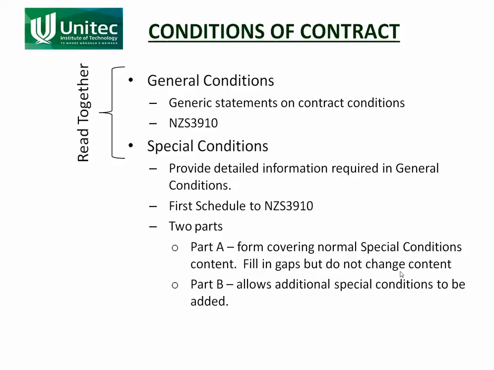So you fill in the gaps, you don't change the content. If you want to add more special conditions, if you want to change some parts of the general conditions, that's what Part B is for. So Part B allows you to start writing your own stuff in there. So Part A is, if you look at it in NZS 3910, you'll see that Part A is just fill in the gaps. Part B is you put in whatever you want to put in.